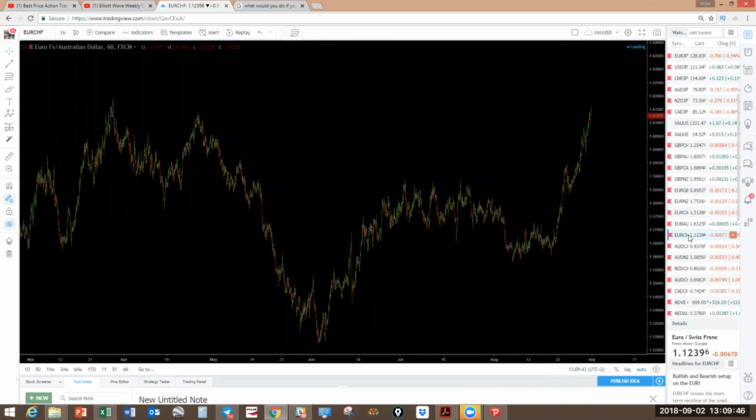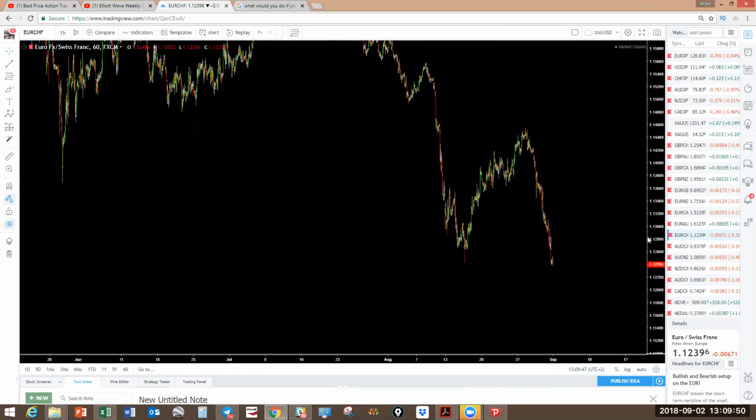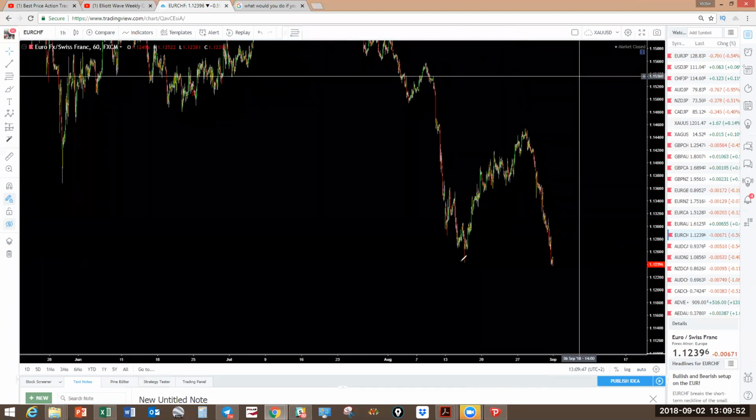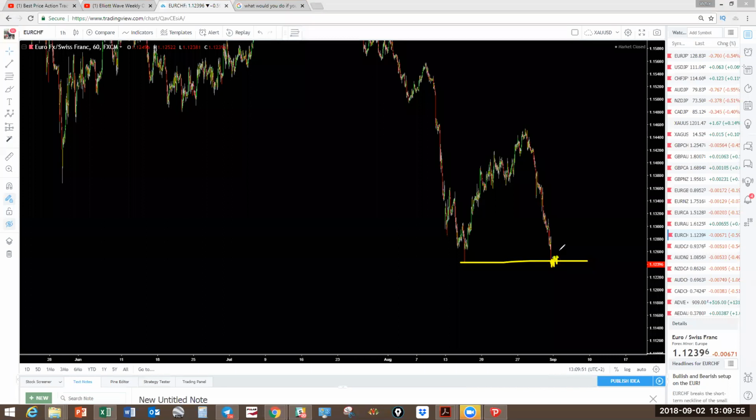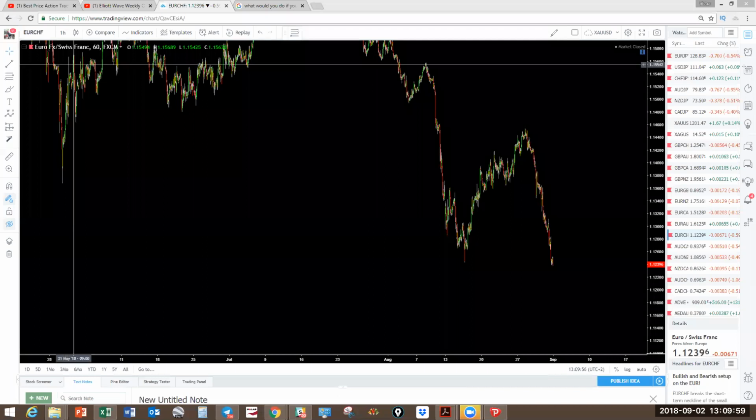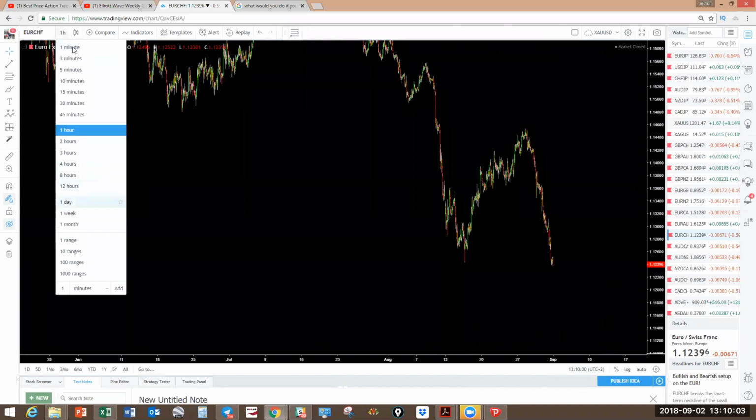EURCHF. EURCHF, a big move to the downside. I'm anticipating that it will break this area, a corrective structure here in the 1 hour. You're getting continuation to the downside. Let's just open up the higher time frame and see where we're going with this daily.